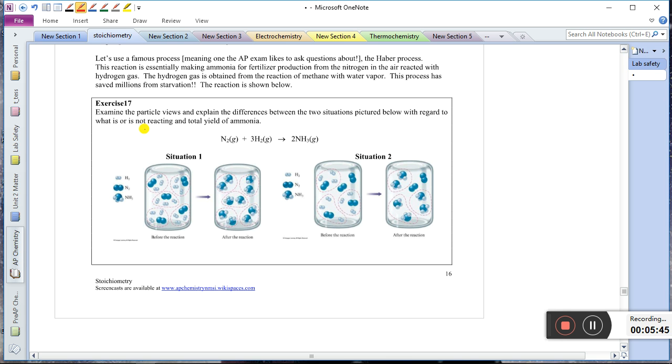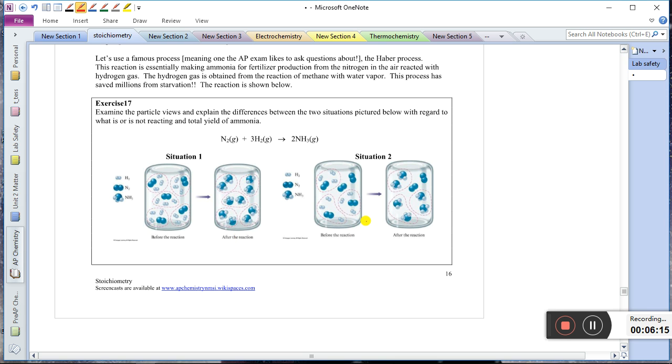So if we examine the particle views, explain the differences between the two situations with regard to what is or is not reacting and the total yield of ammonia. So in situation 1, does everything react? Yes. So do we have a limiting reactant? No. In situation 2, does everything react? No. What's our limiting reactant?